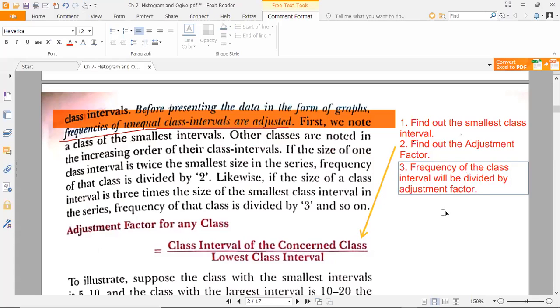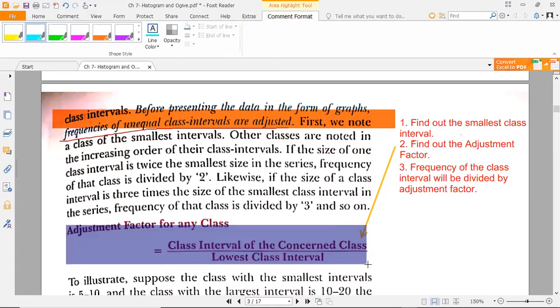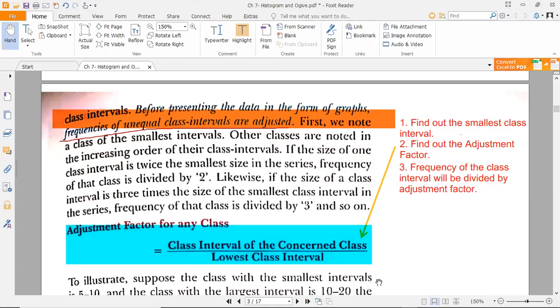So what you are actually going to do, first of all, is scan the whole series and find out the smallest class interval. Then you need to find out the adjustment factor for all the class intervals. And what is the formula? The formula for finding out the adjustment factor is: class interval of the concerned class divided by lowest class interval. This is how you are going to do it.